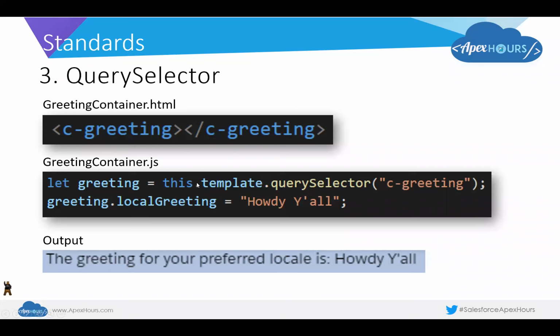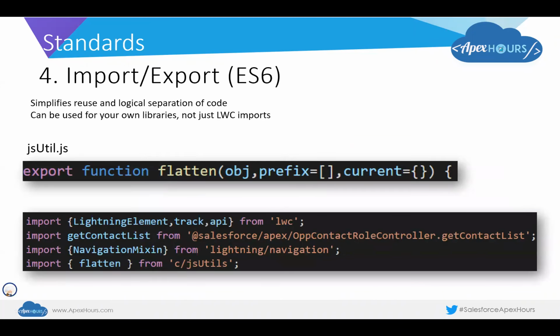Don't forget to append this to your properties, or you won't get anything. That can drive you crazy if you forget to do your this dot. But this is a real simple QuerySelector case. You can also query by class, and you can do query all and pull an array of multiple elements.